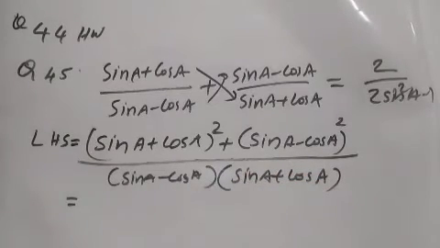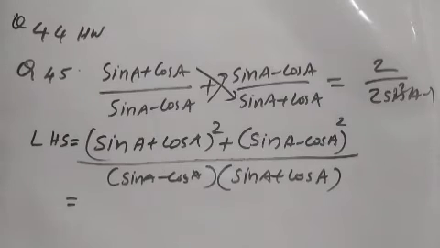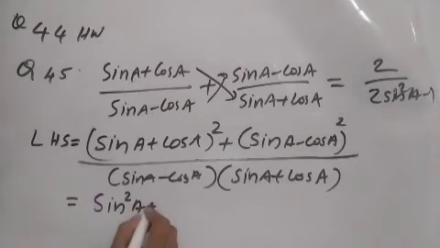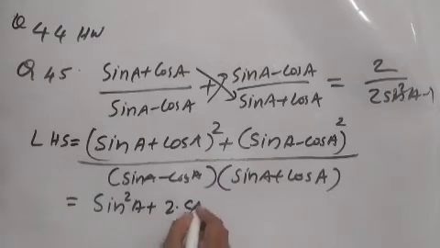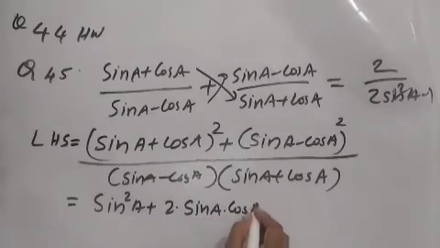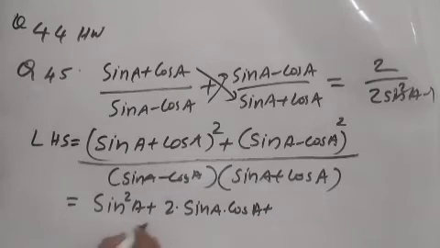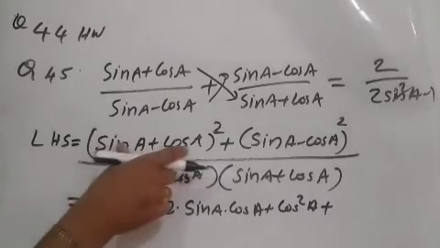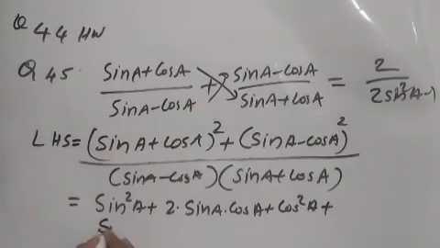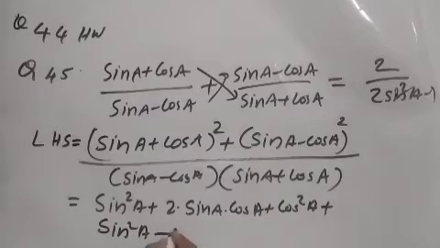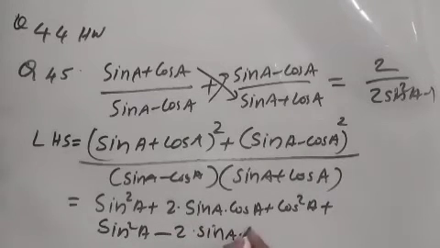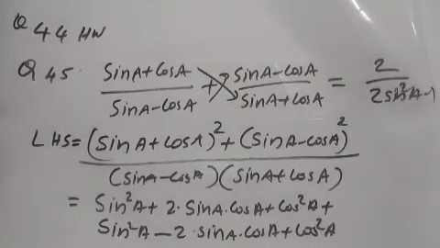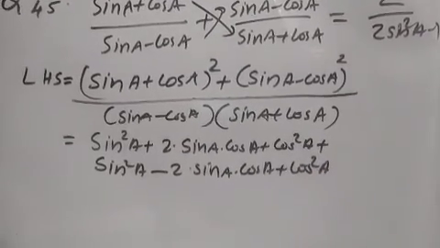That's equal to, we know the identity, A plus B the whole square is A square plus 2AB plus B square. Here A is sin A, so sin square A plus 2 into sin A into cos A plus cos square A. That is the first term, sin A plus cos A the whole square. Similarly, the second part is sin square A minus 2 sin A into cos A plus cos square A. That is of the form A minus B the whole square. That is the numerator.